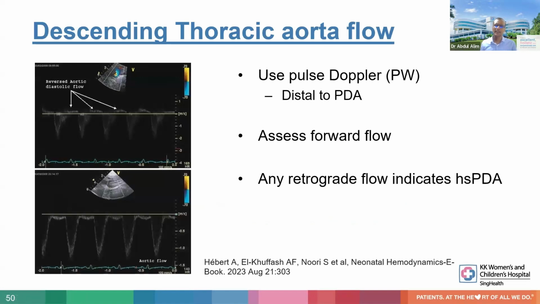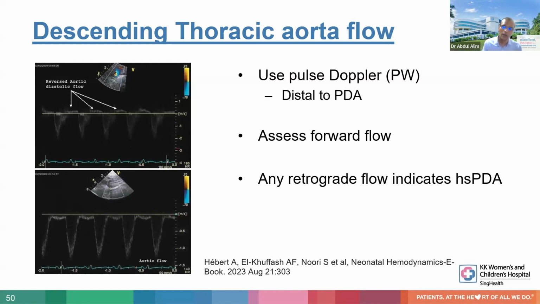So when you have a large PDA, there is a lot of steal from the systemic circulation to the pulmonary circulation. As a result, there is a diastolic flow reversal in the descending thoracic aorta as well as in the abdominal organs. With some experience, we can actually Doppler the descending thoracic aorta. Technically, this is a little bit difficult, but with practice, we can get a good view. The only thing we need to remember is to put the pulse wave Doppler sample volume below the origin of the duct, beyond the origin of the duct.